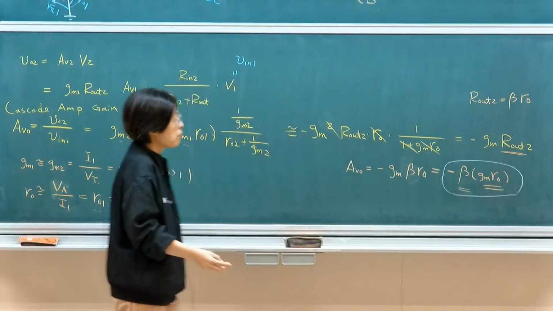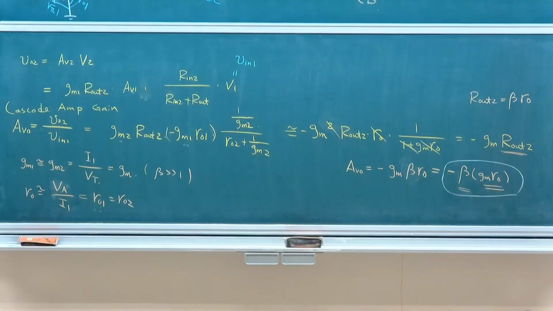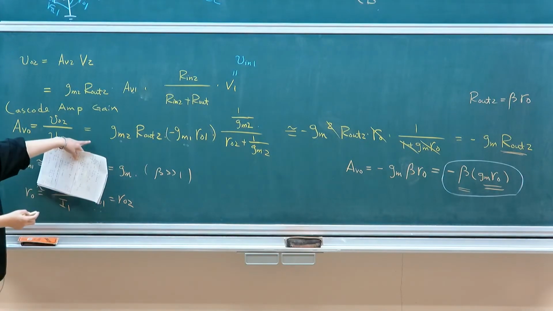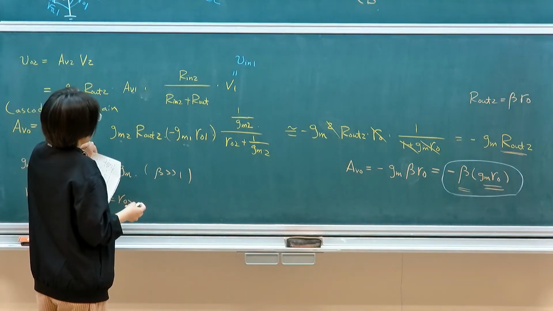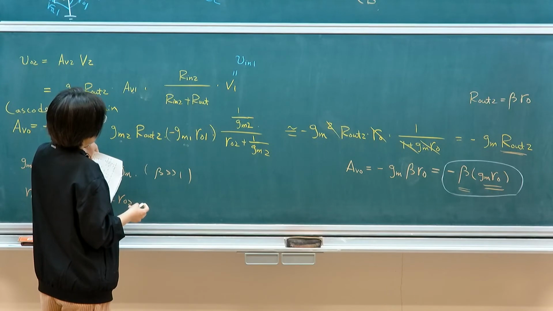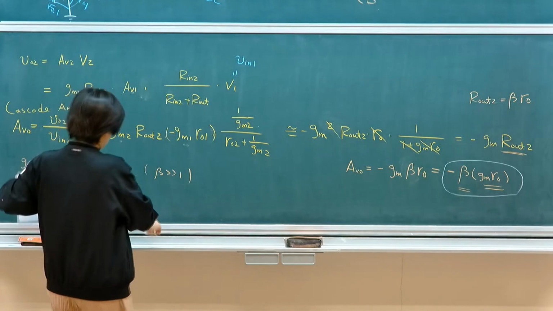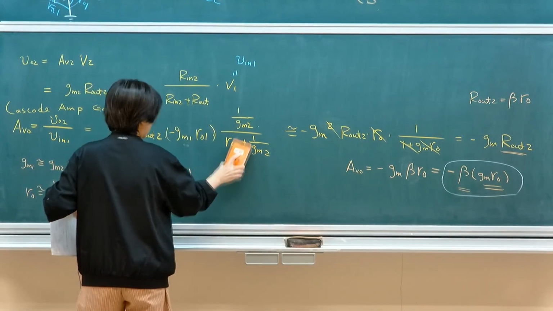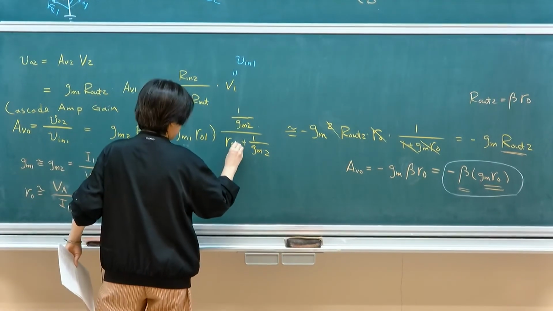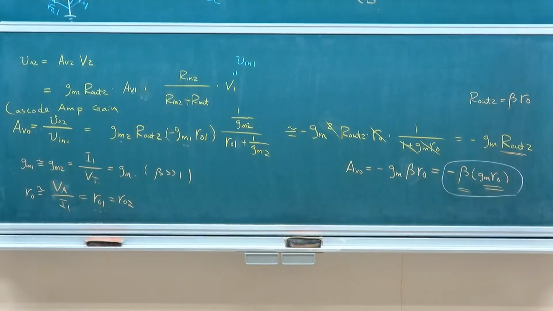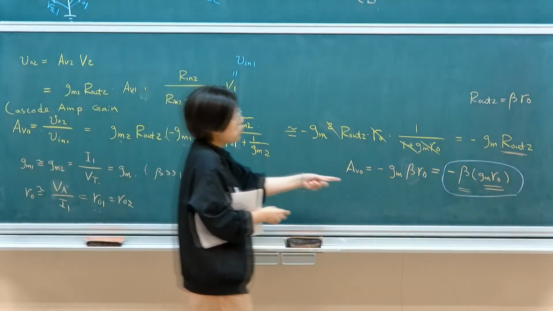Yes? Let me take a look, which one? This one? The red one. Oh, this is RO1, sorry. This is RO1. The voltage divider is RO1. You're right. But it doesn't really matter because RO1 and RO2 are the same, eventually. So the simplified result will be something like this.